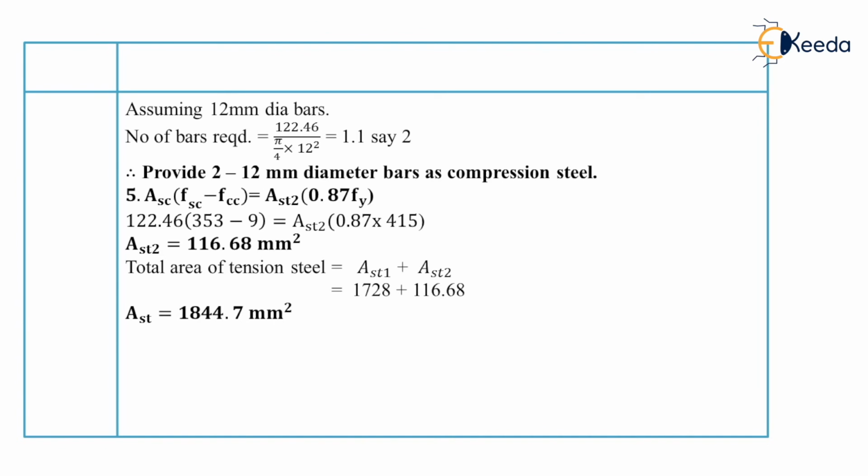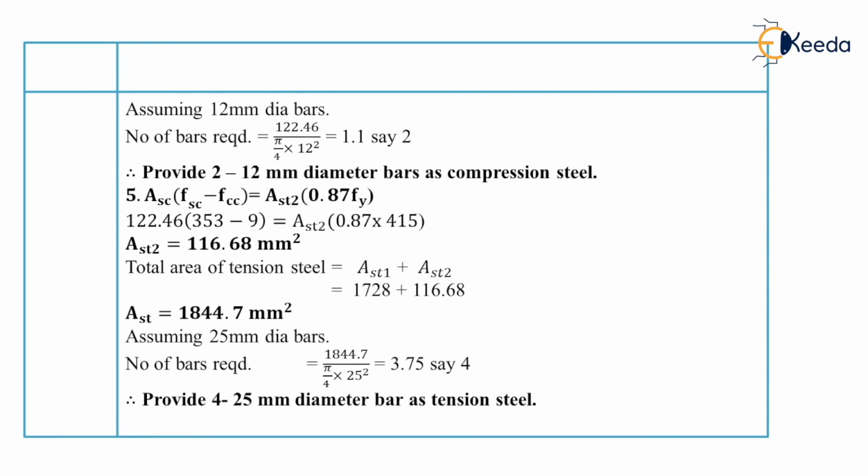1844.7 mm square. Now we will assume 25 mm diameter bars. Therefore the number of bars is equal to 1844.7 divided by pi by 4 into 25 square, which is equal to 3.75 bars. So we will provide 4 bars of 25 mm diameter as tension steel.